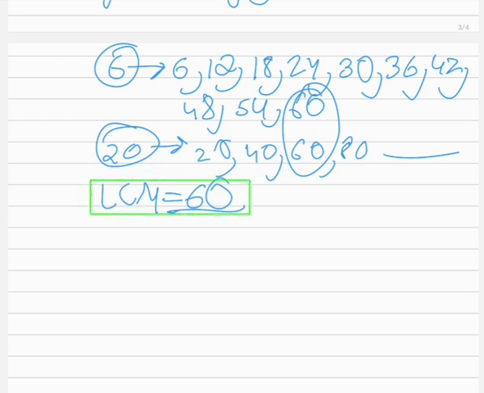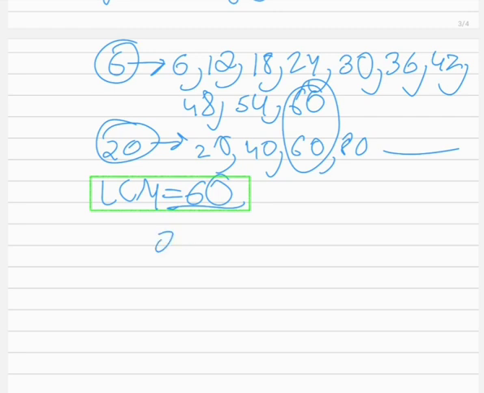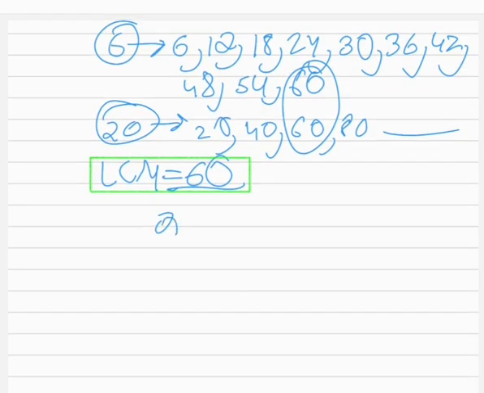It's very easy now, yes? So you have to find the LCM like this in the listing method. Now our second method. Children, our second method of finding the LCM of numbers is prime factorization.